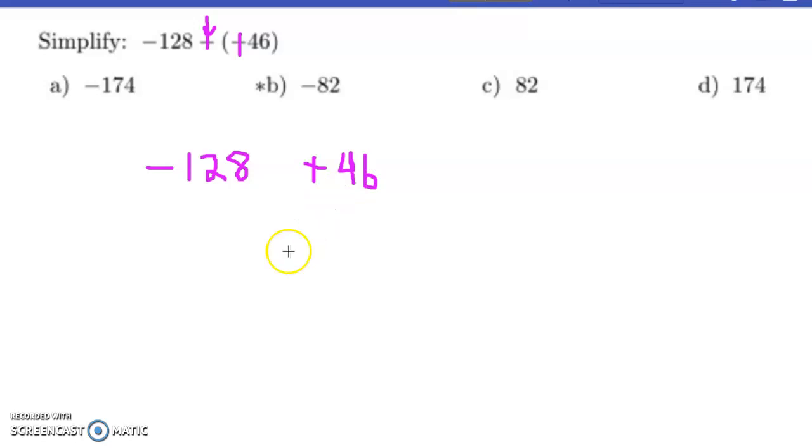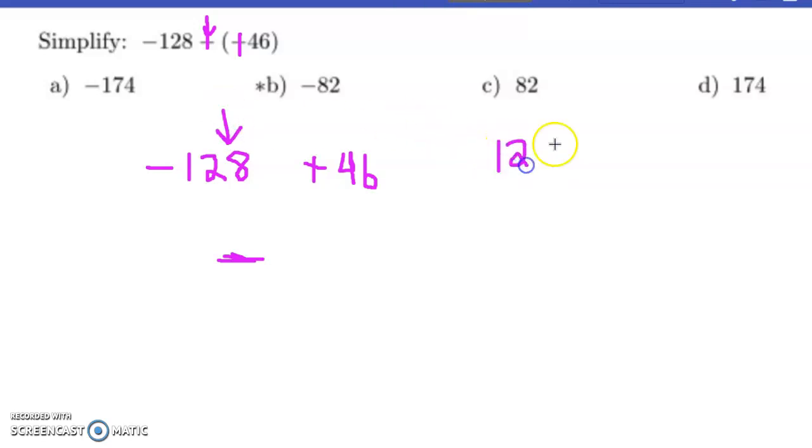So the first thing I want you to ask yourself is, do I have more negatives or more positives? I'm assuming you're telling me you have more negatives because I have 128 negatives and only 46 positives. So my answer has to remain negative. But if I have 128 bad guys and 46 good guys, how many more bad guys do I have? Well, we already know they're going to win the fight, but by how much?